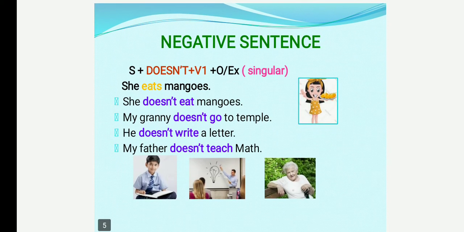Next, this is the structure for a singular subject. If we have a singular subject, it must take doesn't. Doesn't is the contracted form of does not. After the negative word, we use only the main verb, that means the V1 form of the verb: eat, write, play, sing, dance, command, order. The remaining part of the sentence stays the same. We call it an extension.